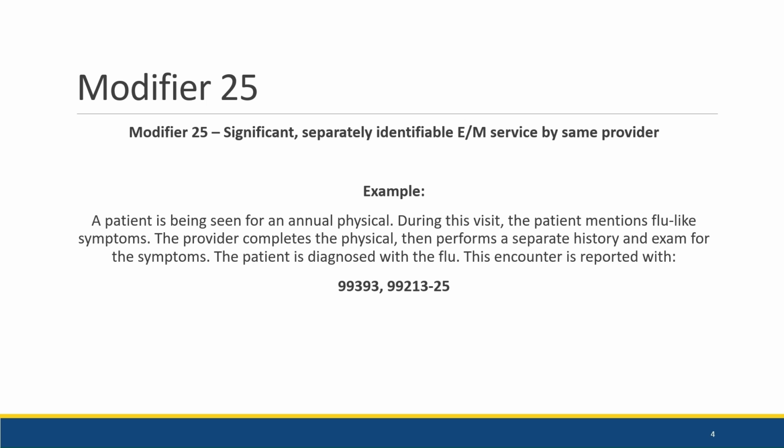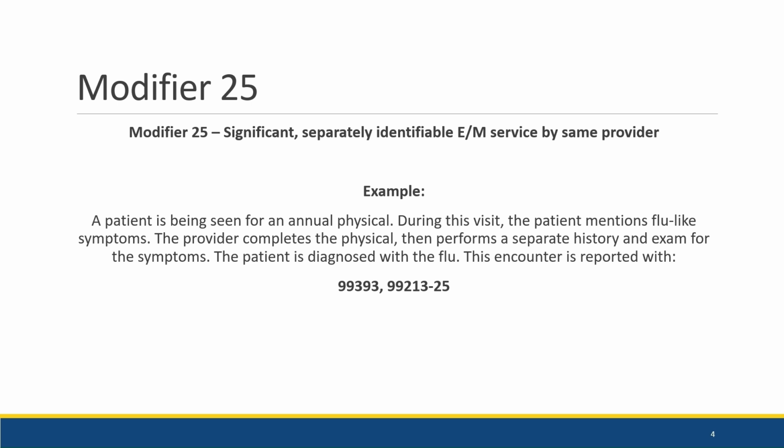Modifier 25 is used when you need to report a separately identifiable E&M service on the same date as other services, whether it's another E&M service or a medical or a surgical procedure. The E&M service must be performed by the same provider that's also performing the other service. The two distinct services don't necessarily require different diagnosis codes, but they generally have to be performed for different reasons.